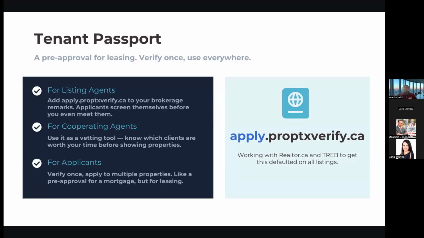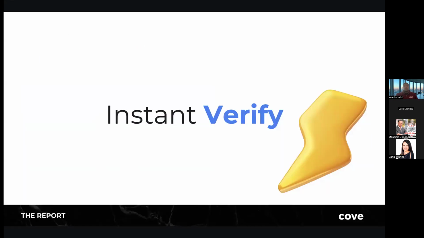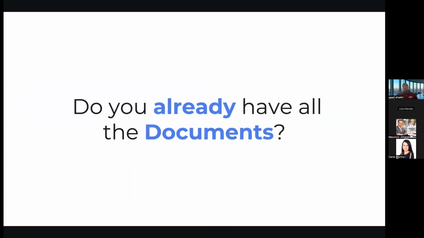For a cooperating agent, you can use this as a vetting tool and then get the report and send it to the listing agent when you know they're ready. For applicants, they can verify once and use it on multiple properties. Now, again, instant verify, very simple.